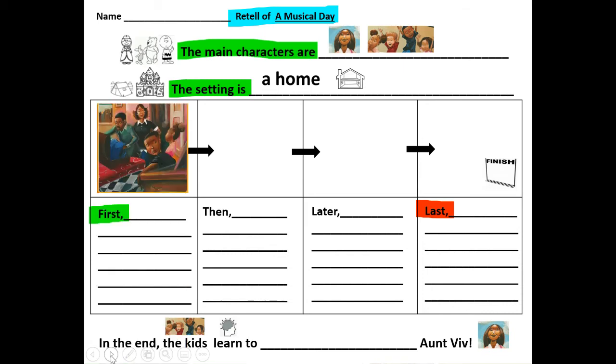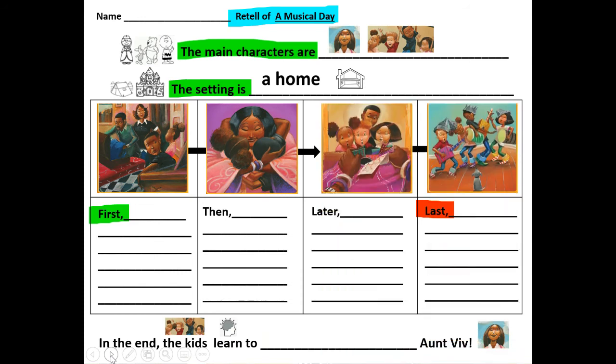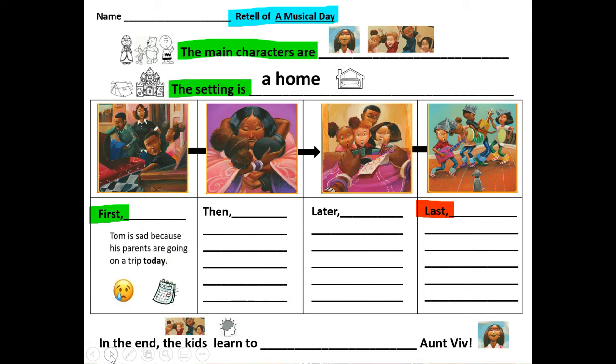So let's put our pictures in the correct sequence or order. First, then, later, and last. So first, why is Tom sad? So look at that first green highlight. First, Tom is sad because his parents are going on a trip today. So then tell me what happened then after that. Then who comes to visit? Then Aunt Viv. Well, then Aunt Viv comes over. She will take care of the kids.